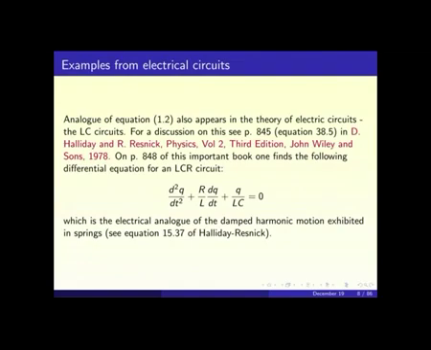On the other hand, if you throw in a resistance term, then you have a middle term. What is the middle term? R by L dq by dt is the middle term. So this equation would be an oscillator with a damping term thrown in. So I'll refer you to equation 15.37 of Resnick and Halliday.